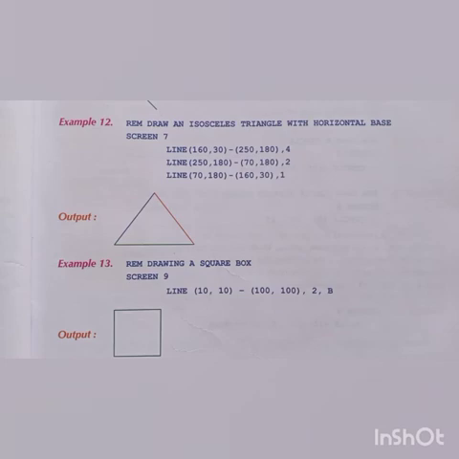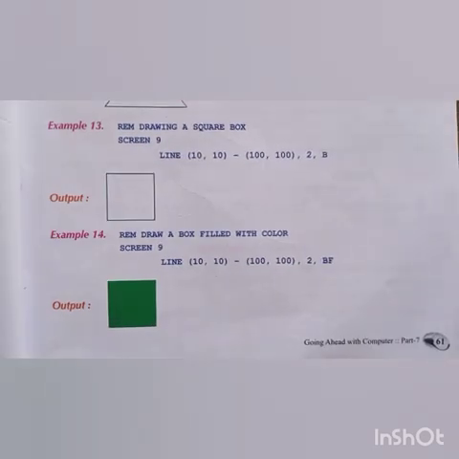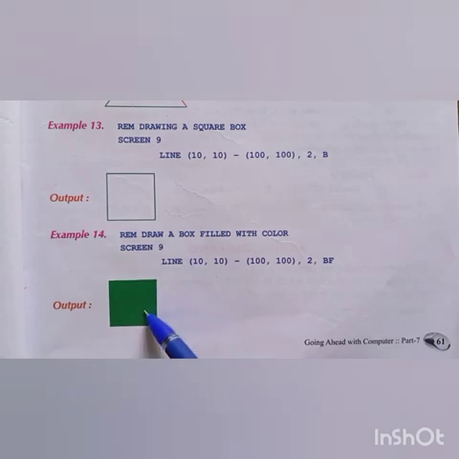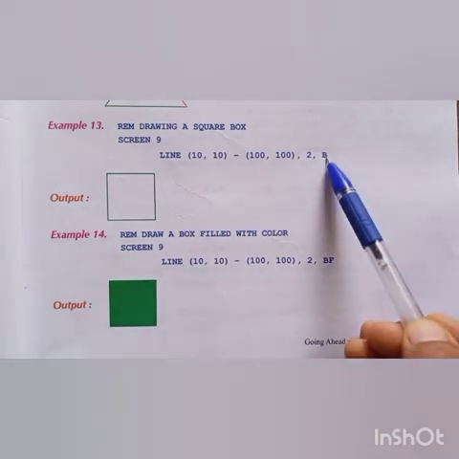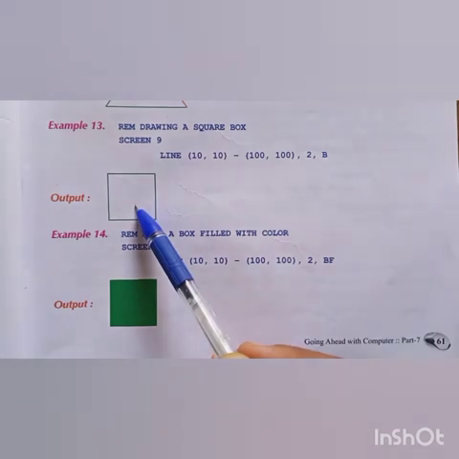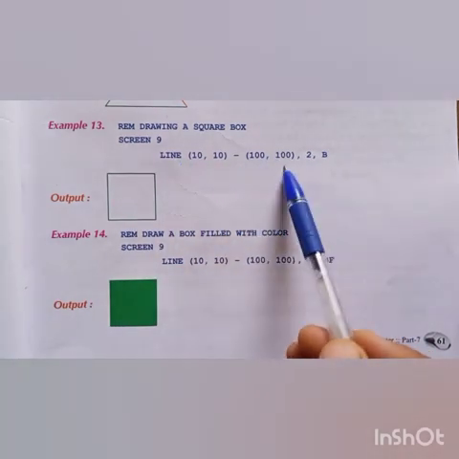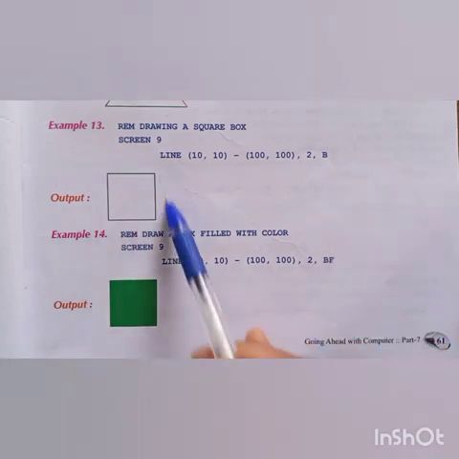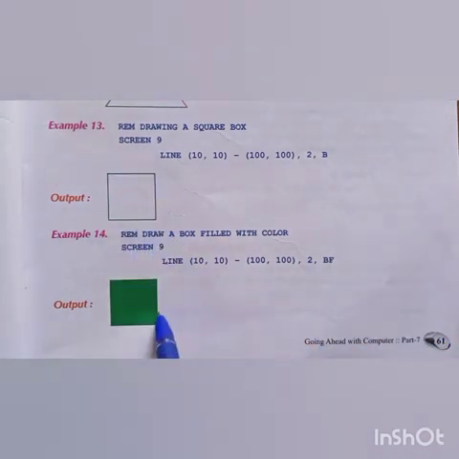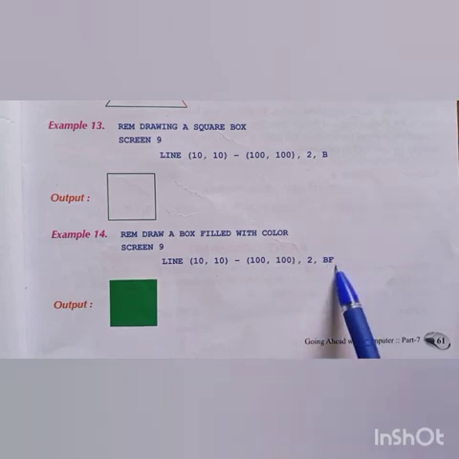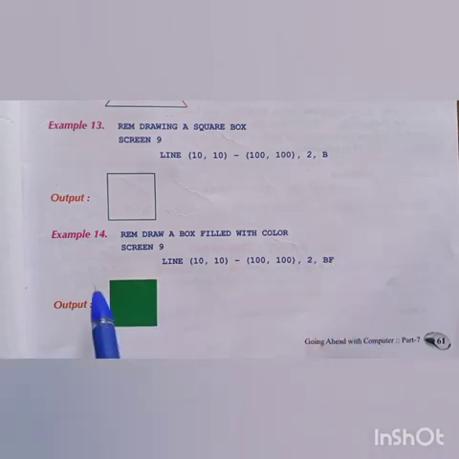And you can see in your book example number 13 and 14. They have the same thing. We have drawn a box, only the difference is that here it was written B, that's why it's a box only. We wrote the line command, and with the line command we write B and a box was drawn. And in this one with the line command we have written BF, box filled. That's why a square is drawn, but it is filled with the color that you gave. This is how we can make use of the line command to draw boxes and squares.